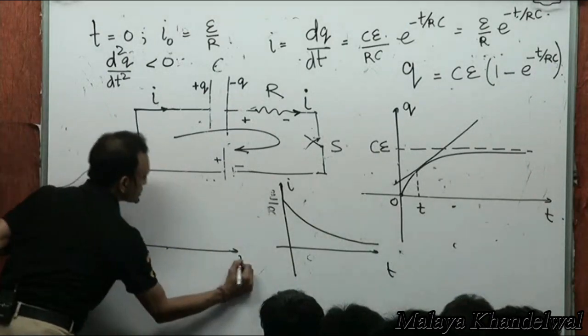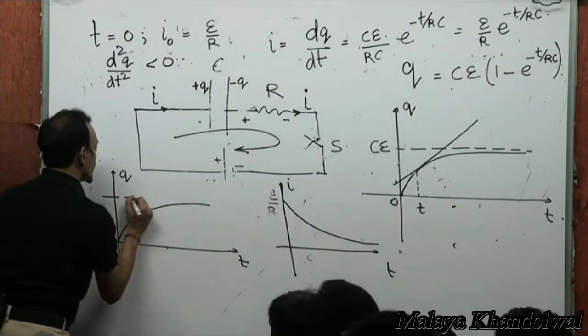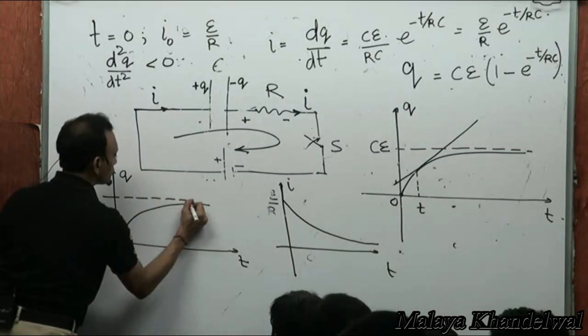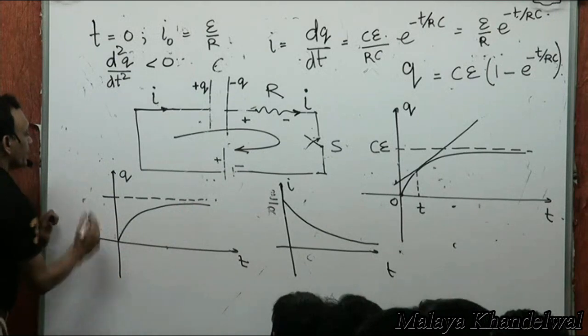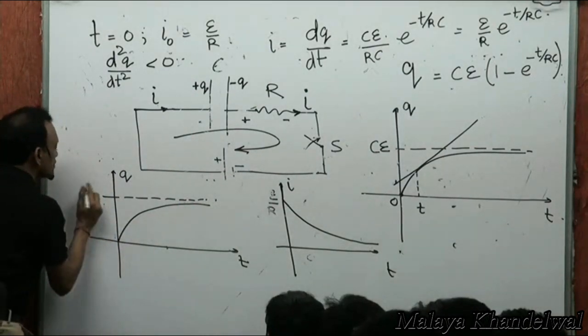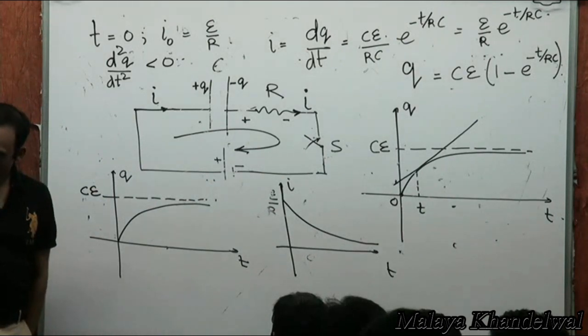Now, see, q versus time. This is the growth of charge in the capacitor. And the steady state charge is C epsilon. Clear?